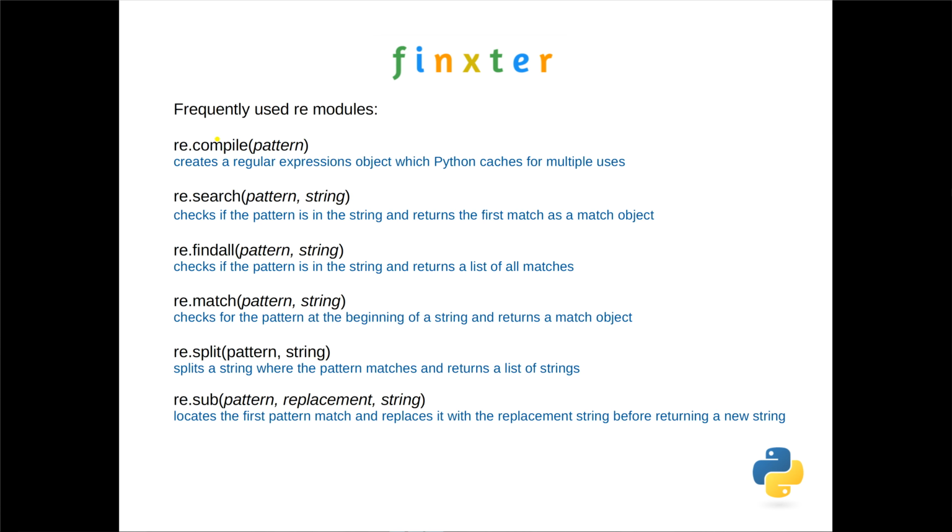The re.match checks for the pattern at the beginning of a string and returns a match object. re.split, this is often used, splits a string where the pattern matches and returns a list of strings, and you may wish to break a string up at white spaces or new lines. So you'd create a pattern that did that and then return a whole list of strings that's been created from there. And this last one is the one we spoke about, which is the substitute, re.sub, where you put in the pattern you're looking for, and then what you actually wish to replace that pattern with, before returning a new string. As I said, there are many more that you can call on, but this is probably a list of the most frequently used ones, certainly the ones that I use.